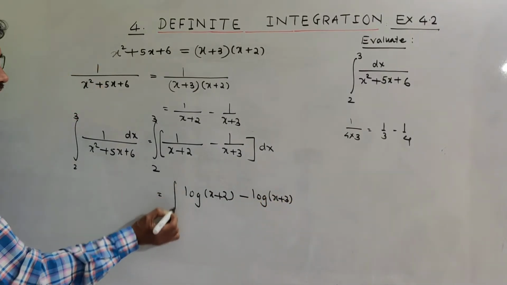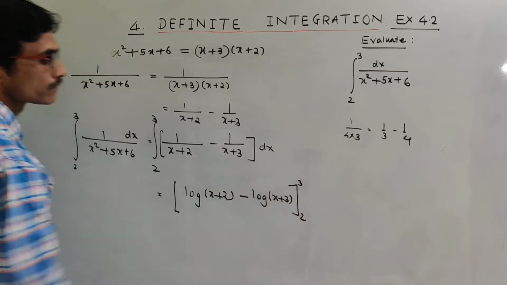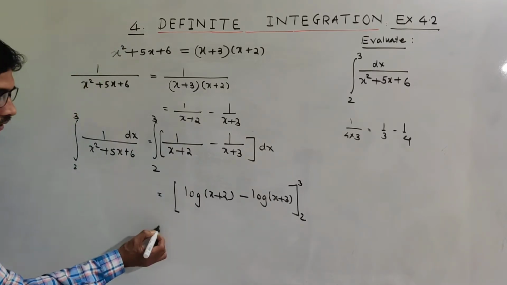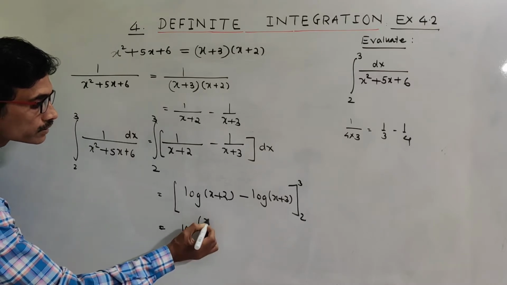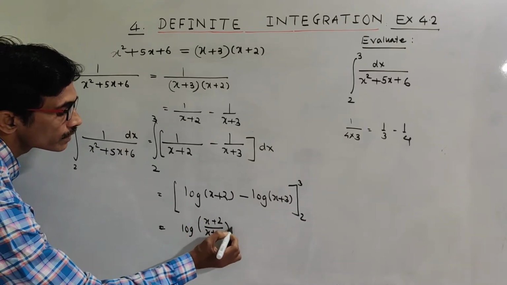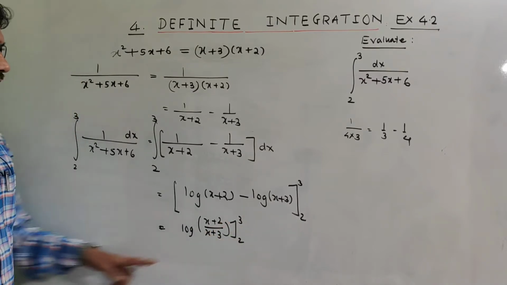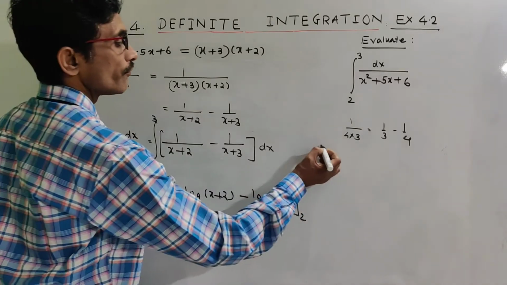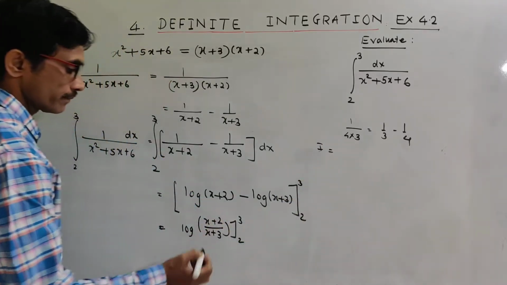and the limits are 2 to 3, which is log of x plus 2 upon x plus 3, limits 2 to 3. Now first of all we put the upper limit and then the lower limit. So the value is this. Upper limit is 3.